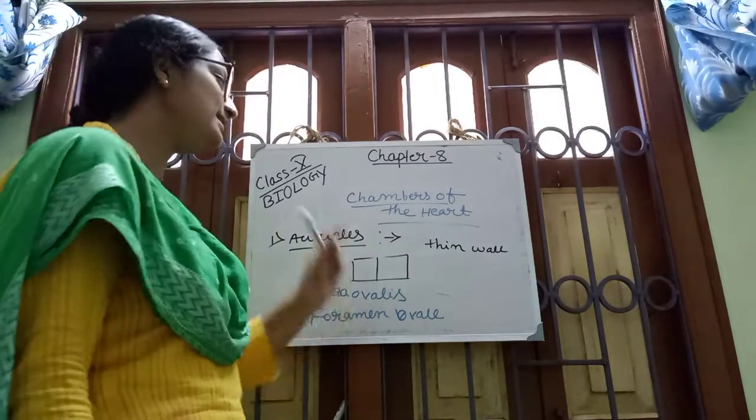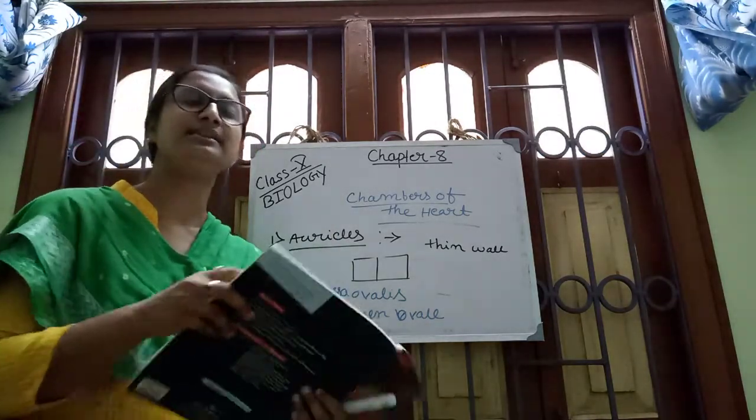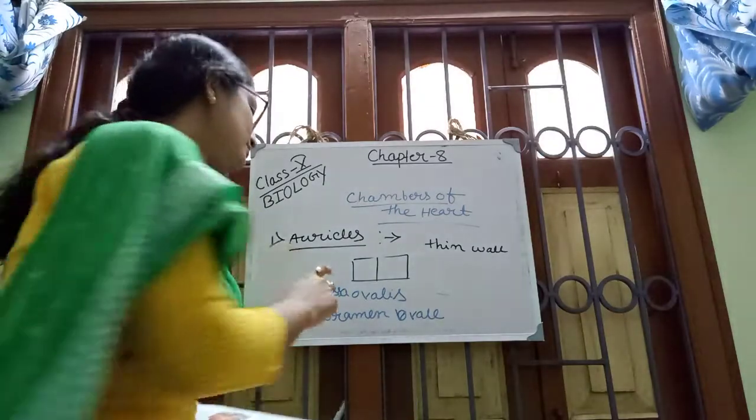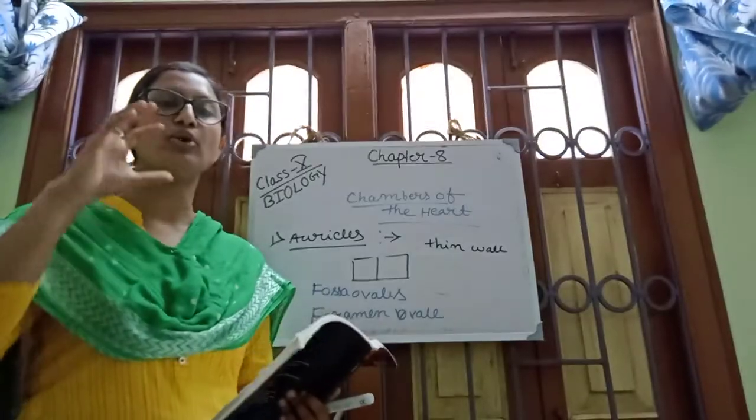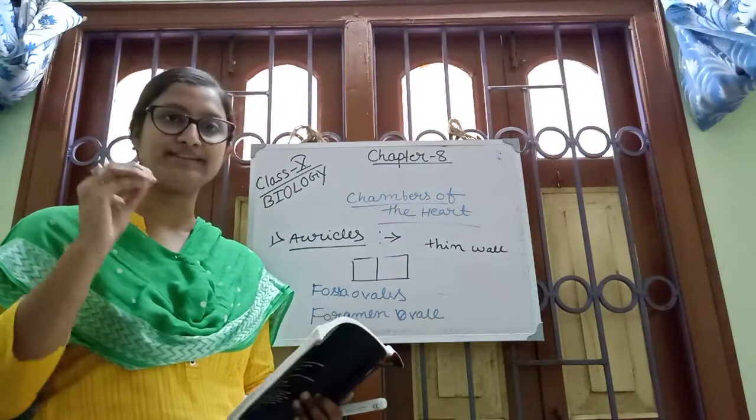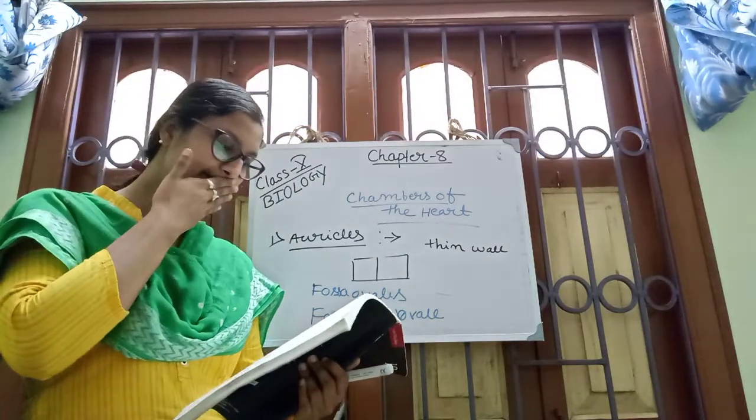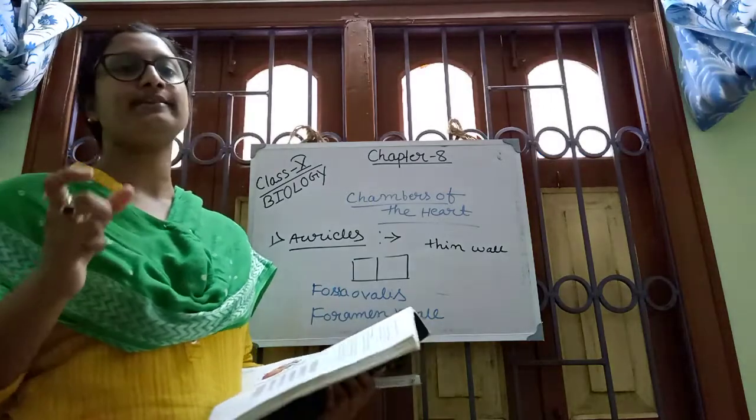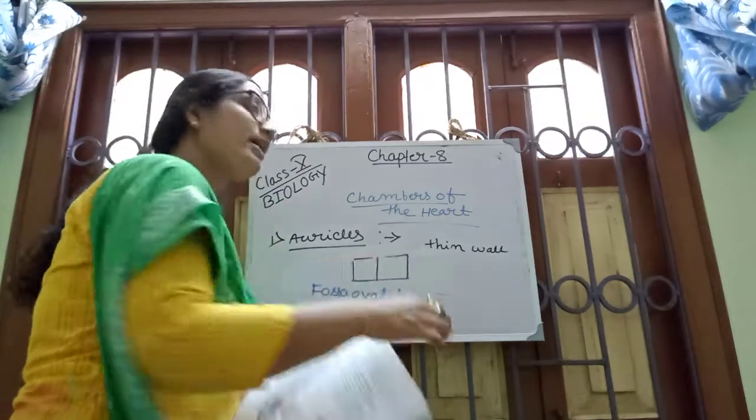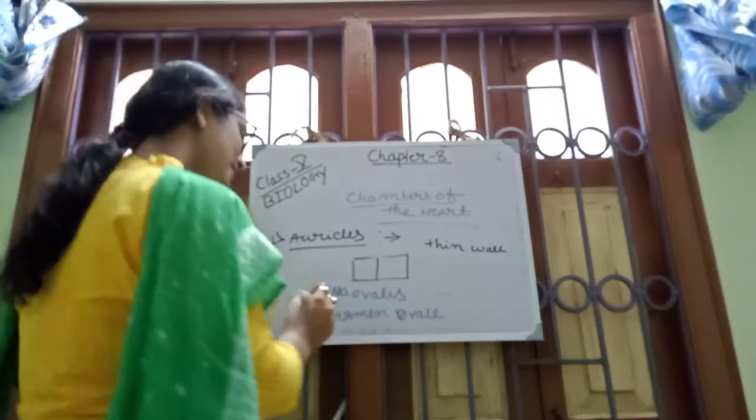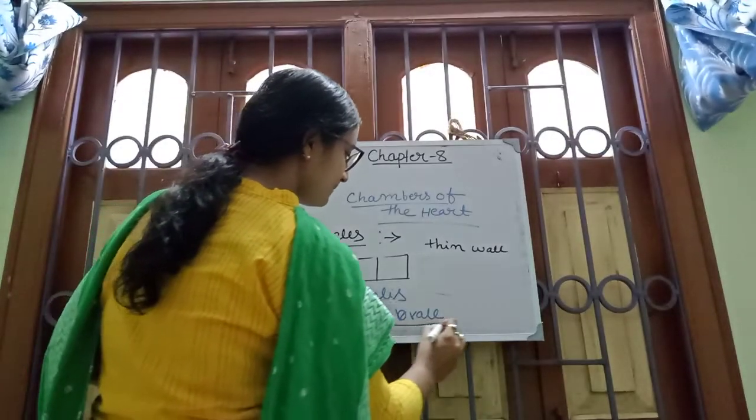Fossa ovalis is actually the thin area in the interauricular septum. That thin position is called fossa ovalis. The foramen ovale is present in the fetus. In the fetus, a small opening or small hole is present between the two atria. It is called foramen ovale. It is present in the fetus.